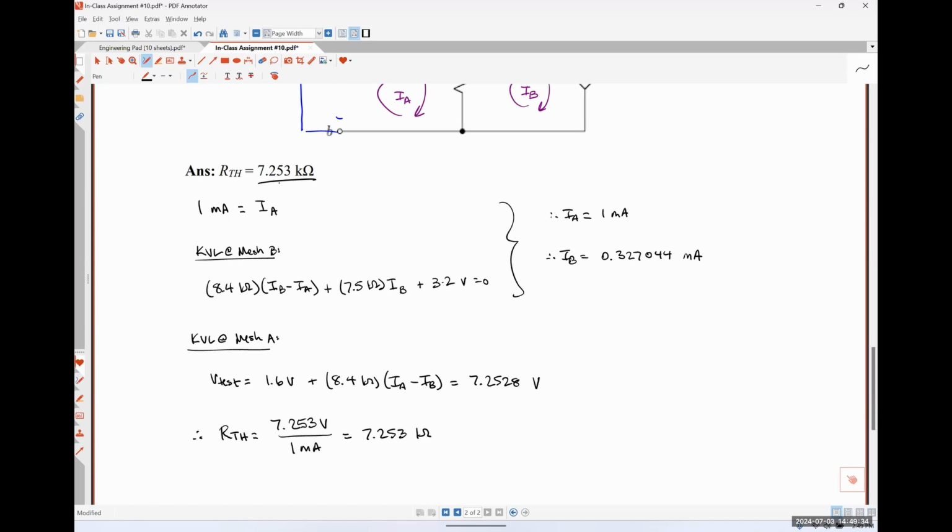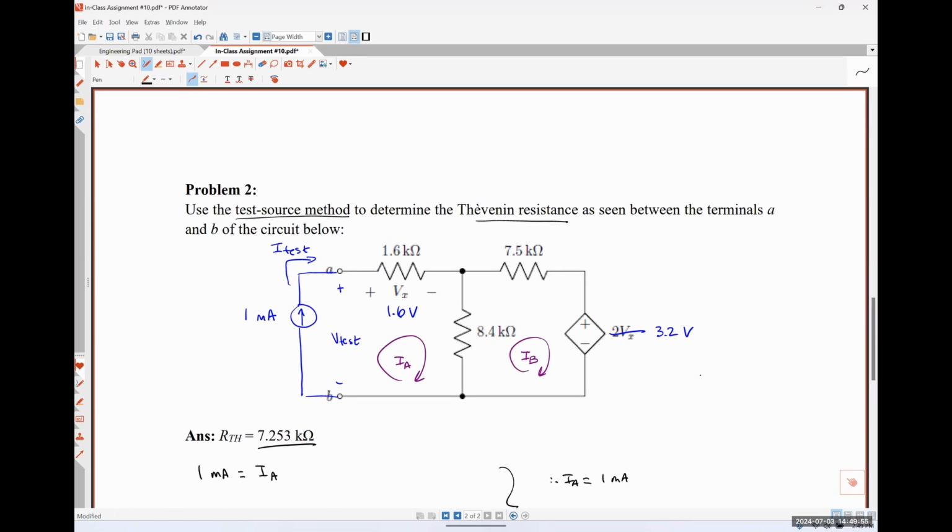Just to be clear, we definitely could have used a test voltage source and we would have wound up with the exact same answer. But in this case, the test current source made things significantly easier. Any questions on this one before we jump back to problem 1? Alrighty.